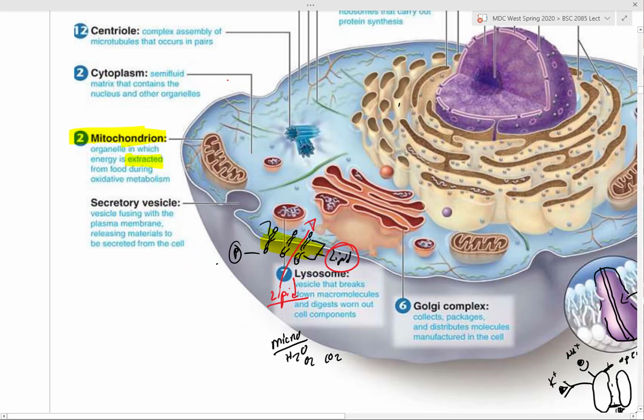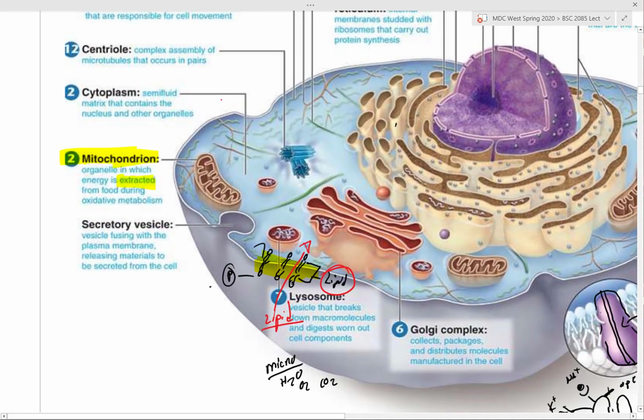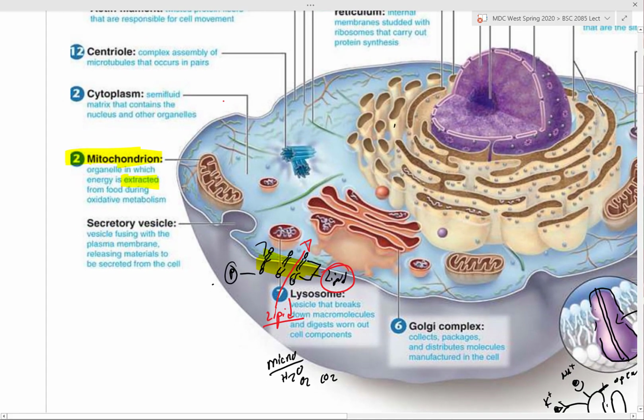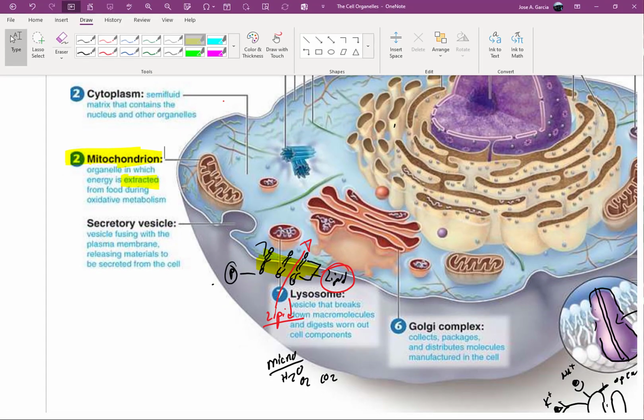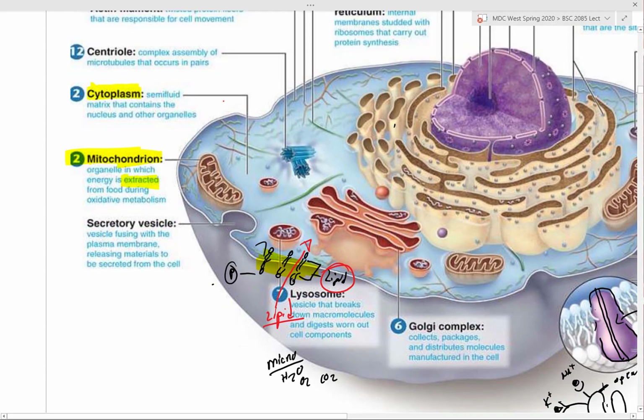So that's number 2. The next one that we're going to talk about here is your cytoplasm. I think that's number 12, but I don't know. Anyway, so cytoplasm. It says a semi-fluid matrix, right? It means it's not purely water, but it's a watery, gelatinous kind of conformation, right? So the cytoplasm contains in there what? Your nucleus and all the rest of the organelles. So cytoplasm is the inside of a cell.